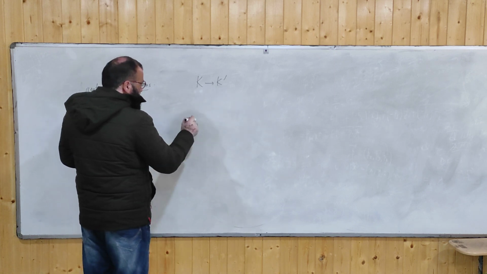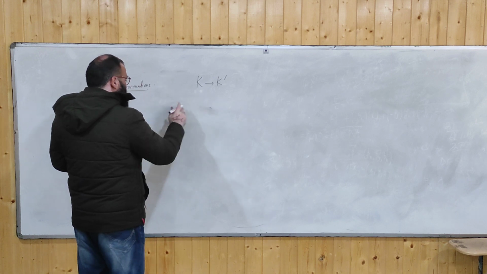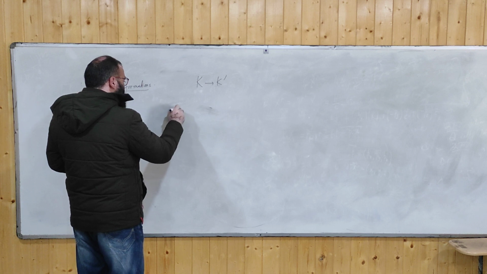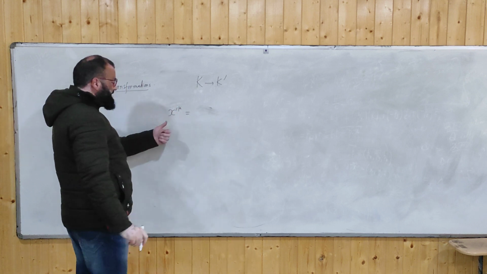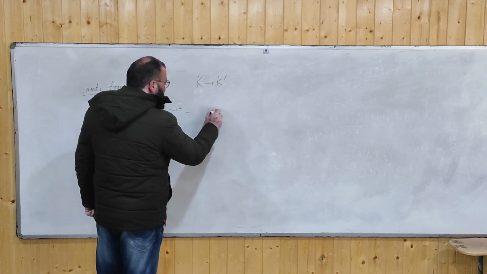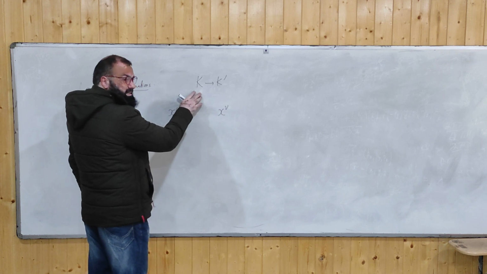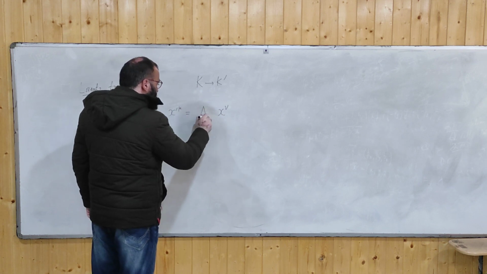So let me write. You have this x prime mu, that means the coordinates in the primed frame. They are related to the coordinates in, let me write, the coordinates in where? In the k frame. Okay, in this way.